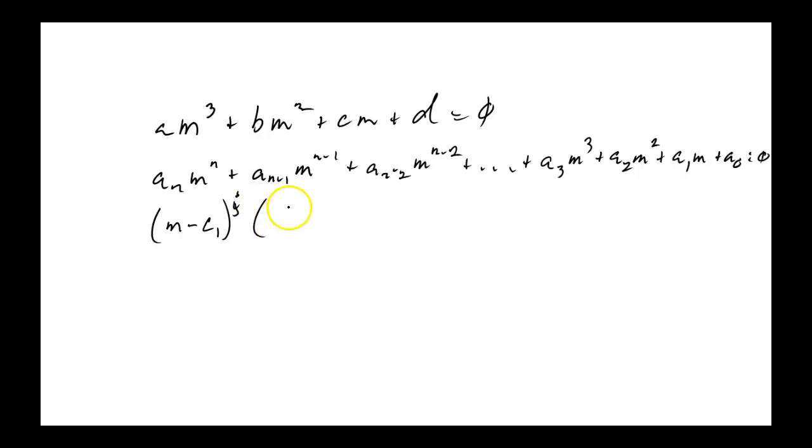And you also, these are all your factors: (m minus c2) to the k times (m minus c3) to the, you keep on going, plus times dot dot times (m minus c) — what do you want to call it? Second?